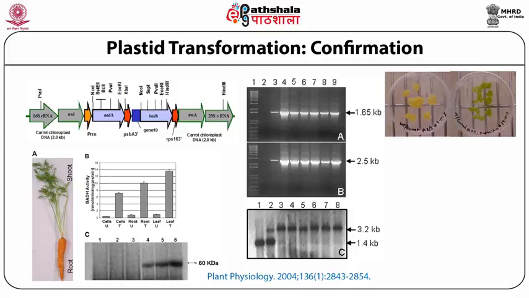This we have shown previously for carrot, and you can do another analysis as well. But this is the basic method for confirming the homoplasmy or heteroplasmy of the genes you have integrated in the chloroplast genome.